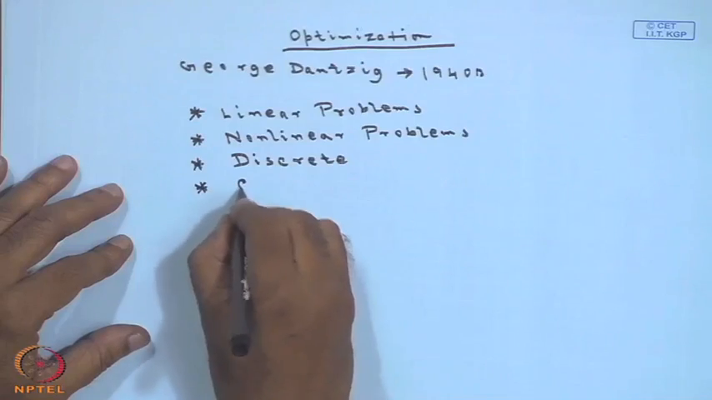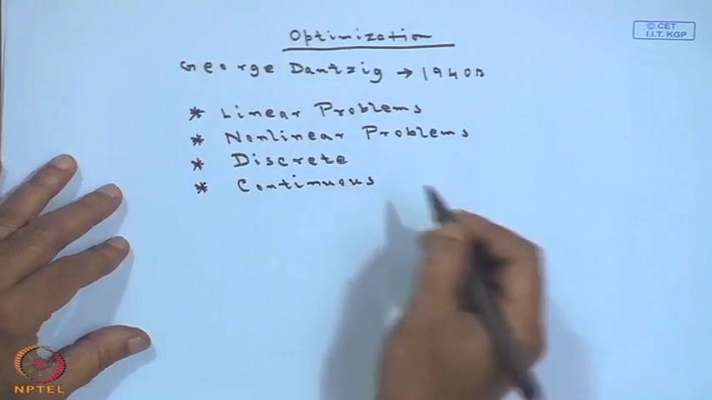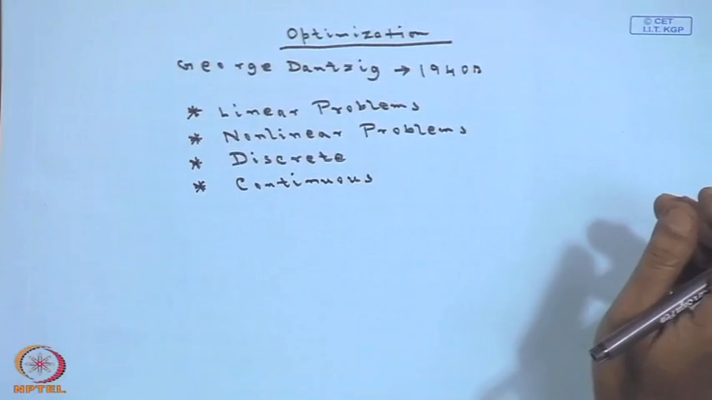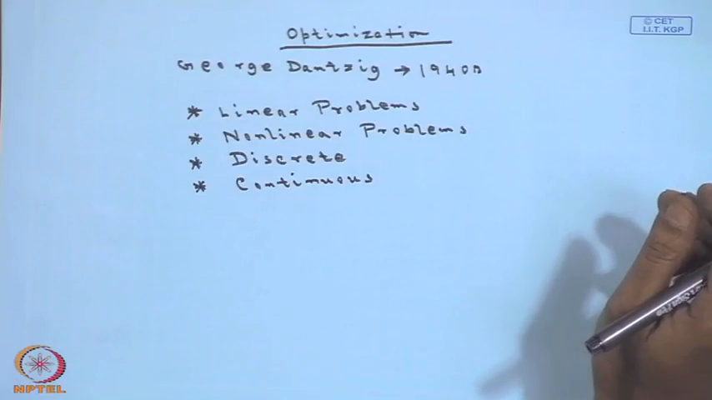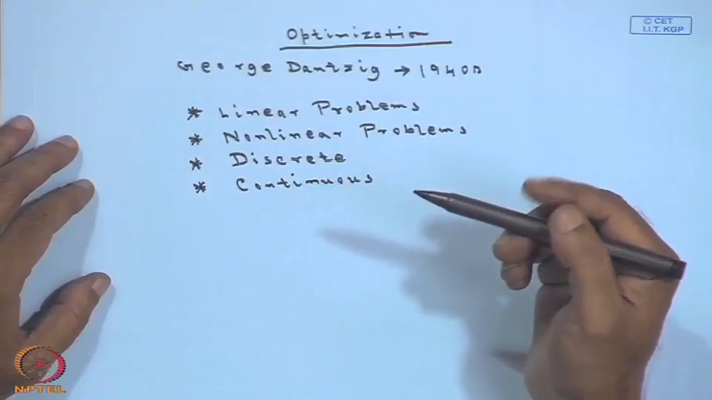There is another type which we call continuous problems. In the continuous case, any real value can be taken, such as 1.5 or 1.10, any real value. So, we can categorize our problems as linear, nonlinear, discrete and continuous. For each type of problem, we have several different optimization techniques. We will go through them one by one.